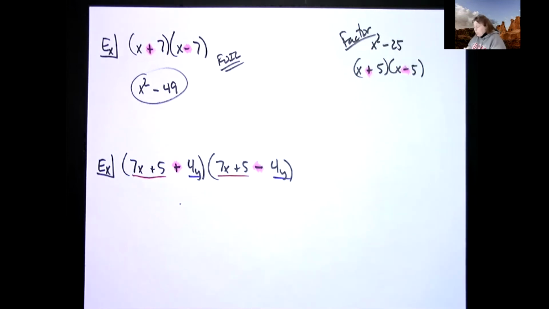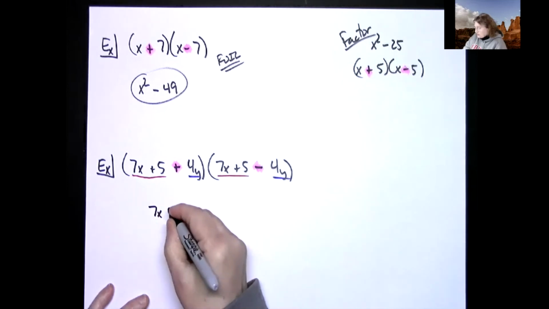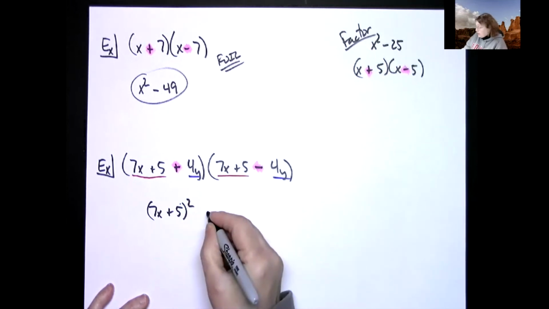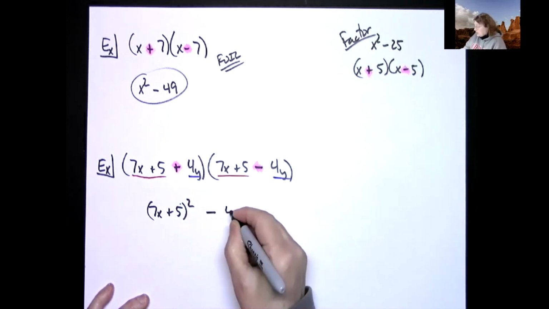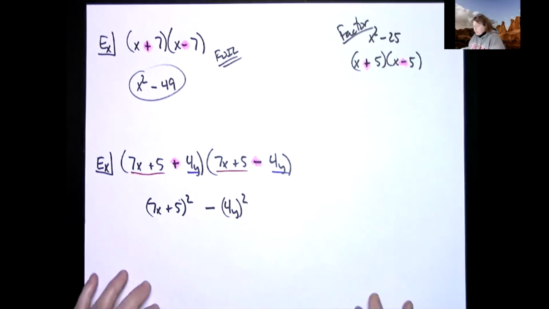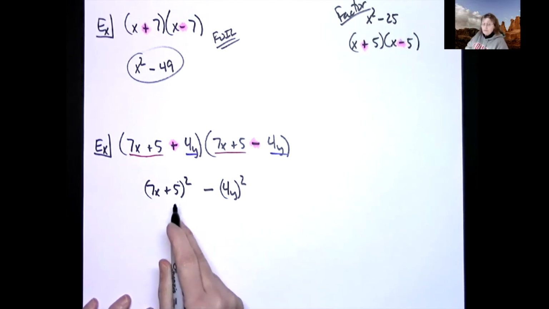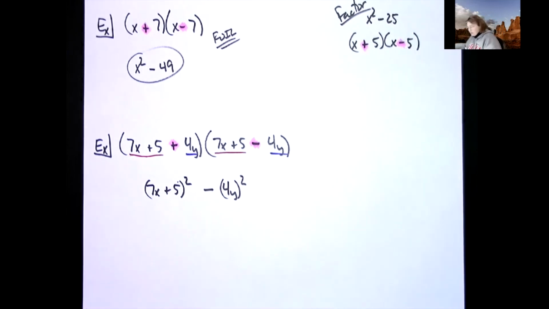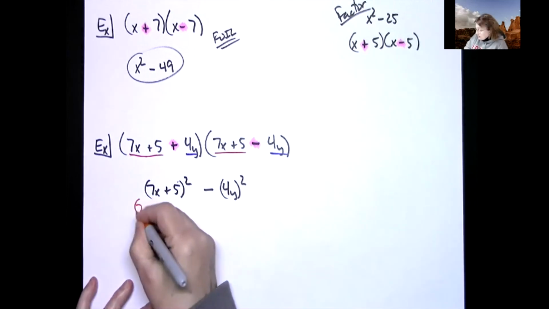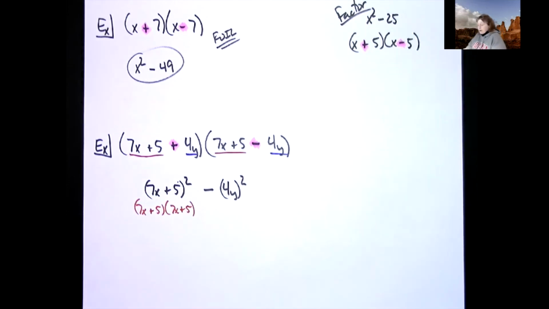So could I quickly multiply this by doing 7x plus 5 and then squaring it, and then putting a minus sign down, and then taking the 4y and squaring it? I could. And hopefully you can do 7x plus 5 times 7x plus 5 in your head, really, really quick. What's that going to be?